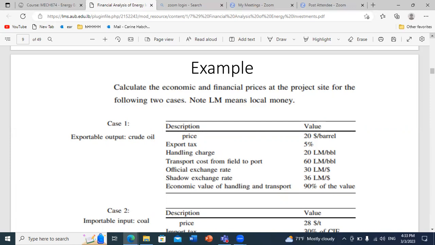Doctor? Yes. Yes. The financial analysis is only for private sectors, and economical ones for governmental projects? No, it's not only environmental projects, okay?